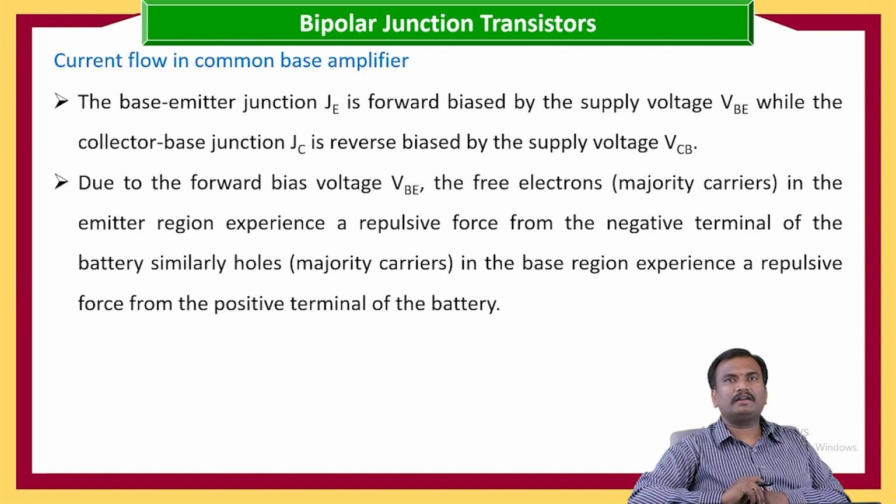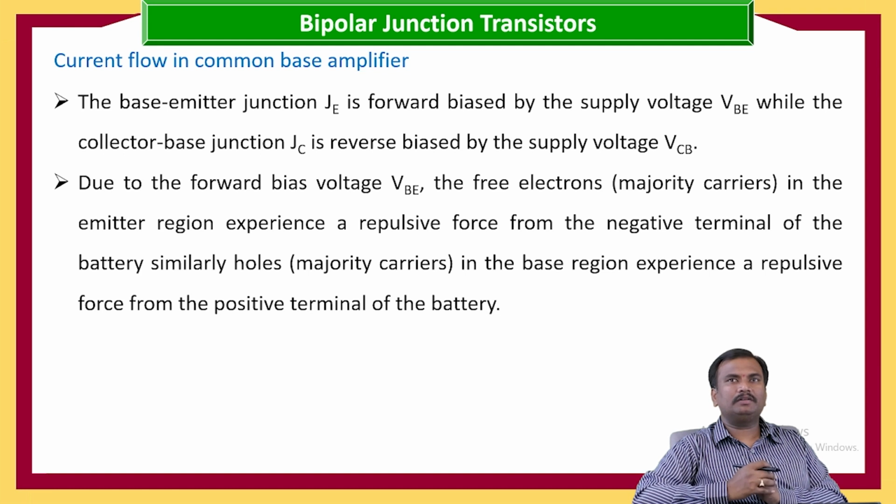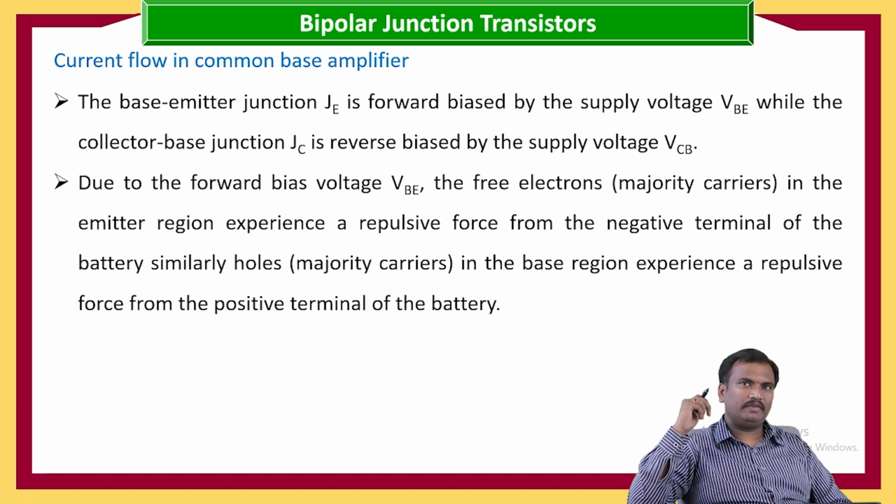The free electrons in the n-type region, because it is highly doped, will move from that particular layer toward the base junction because the negative terminal of the battery is connected to it. The negative terminal and the electrons are both negative, so they repel each other. That's why the electrons in the layer are moving towards the junction J1.